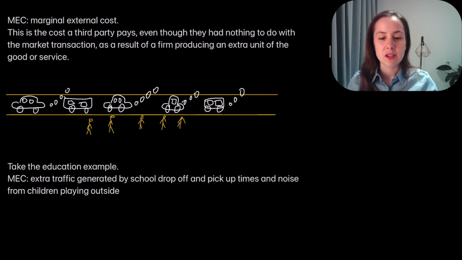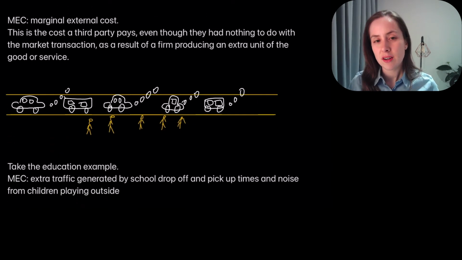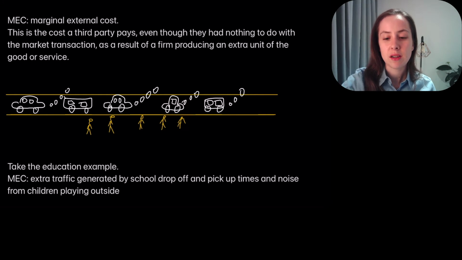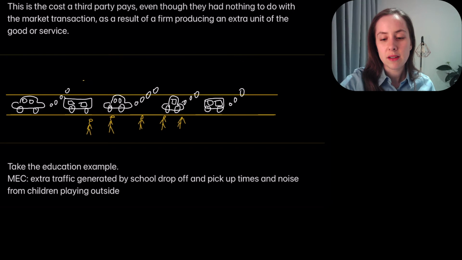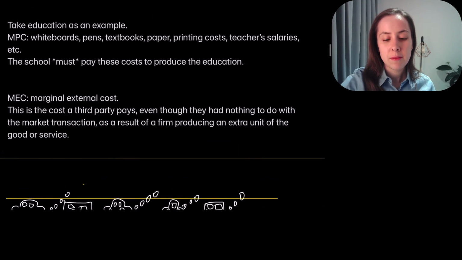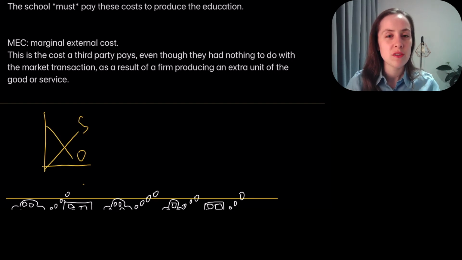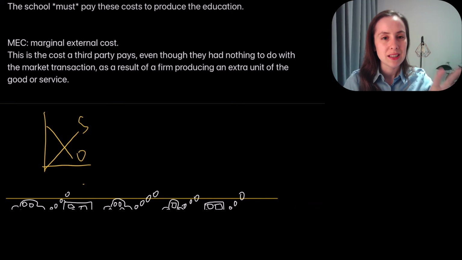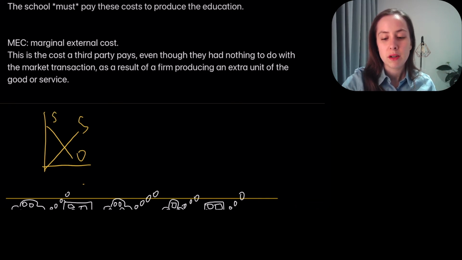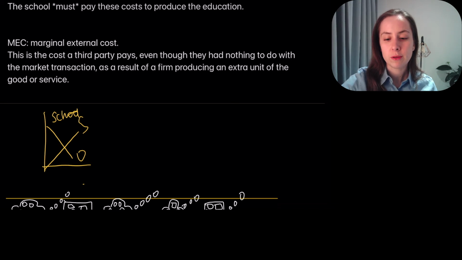So here's the definition. The cost to third parties, even though they had nothing to do with the market transaction. The market transaction, by the way, is referring to the supply and demand. They had nothing to do with the supply and demand of this good, yet they feel the impact. So in the supply and demand of school, a third party would have nothing to do with the supply of school or the demand for school.